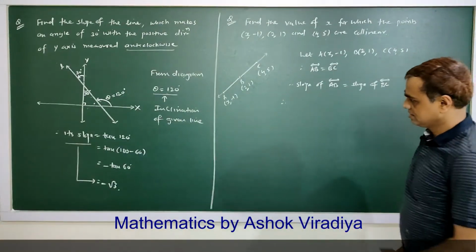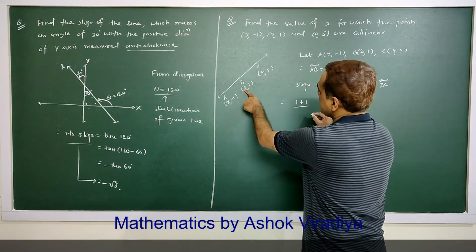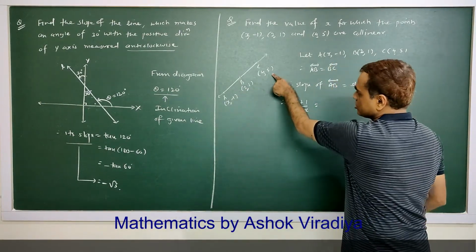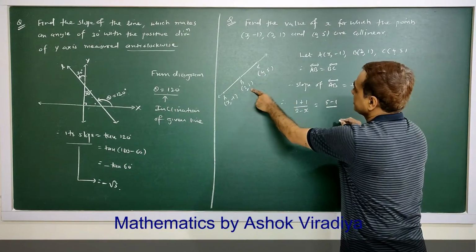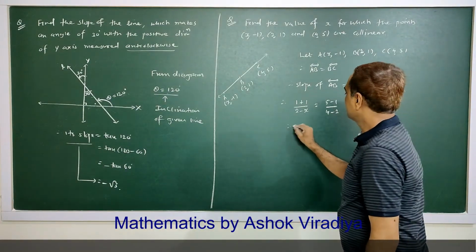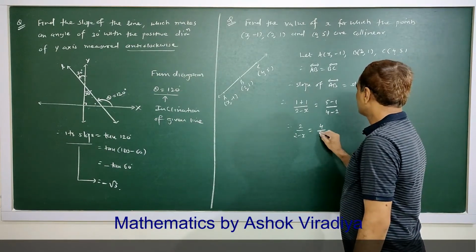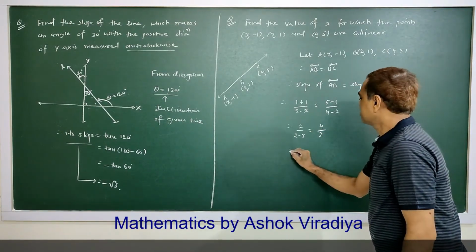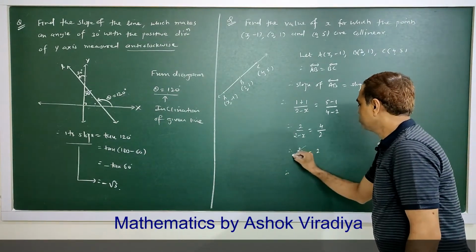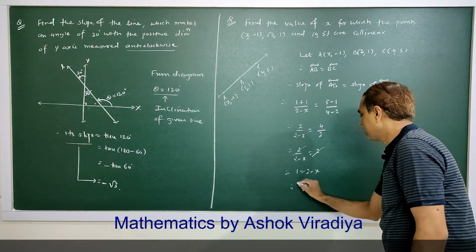Now the slope of AB is y1 minus y2 upon x1 minus x2, and the slope of BC is y1 minus y2 upon x1 minus x2. So this is 2 upon 2 minus x, and 4 upon 4 minus 2 is 2. So 2 upon 2 minus x is 2. Therefore this 2 is cancelled, so 1 is equal to 2 minus x. So the value of x is 1.